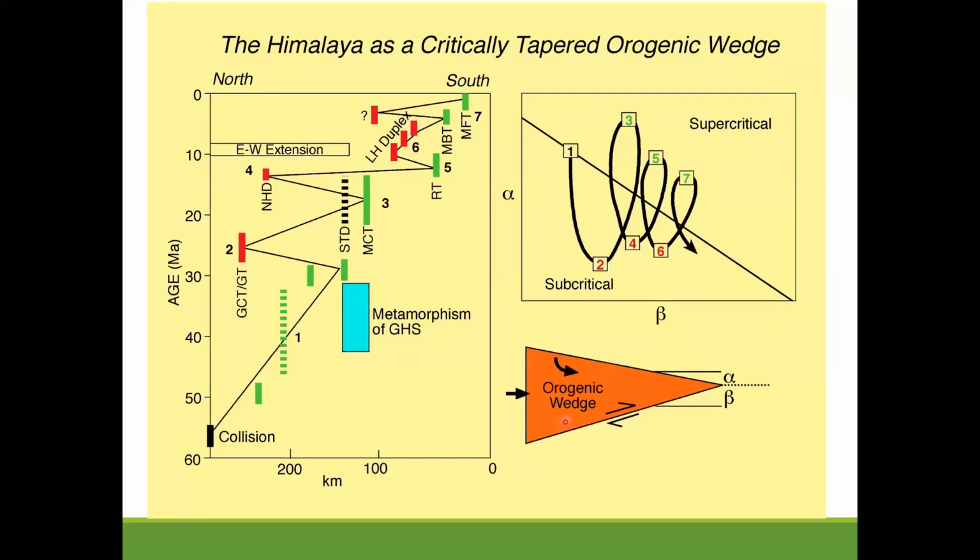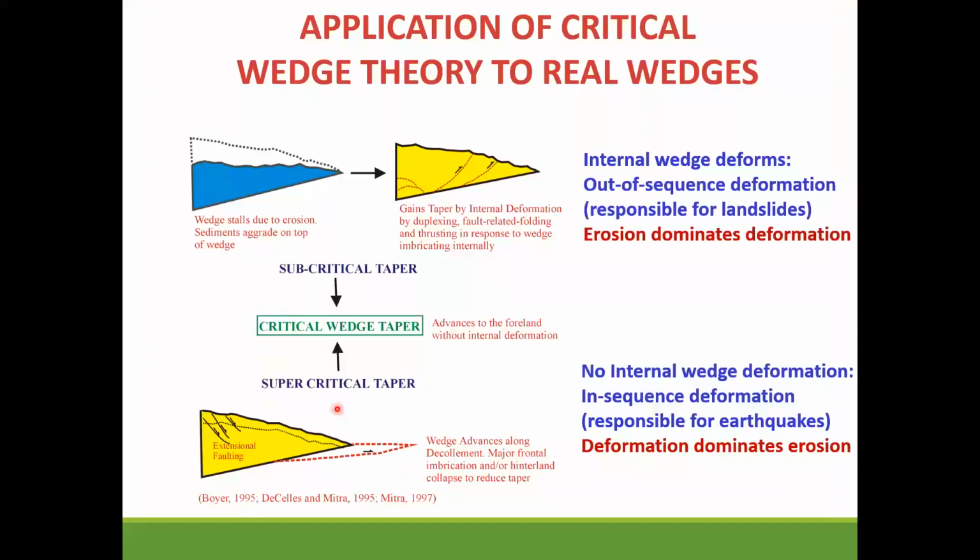So in this case, we have two situations. One where you have new faults breaking through outside the wedge. Those are 1, 3, 5, 7. And then there are 2, 4, 6, where deformation within the wedge occurs so that you reach criticality. So that's the way the overall Himalayan mountain belt is supposed to behave.